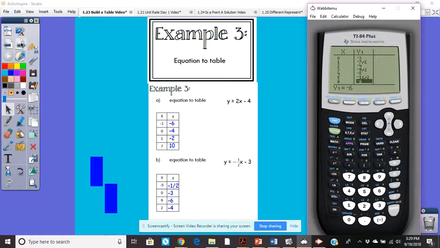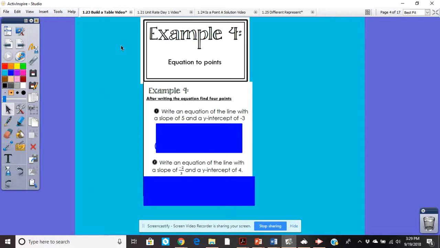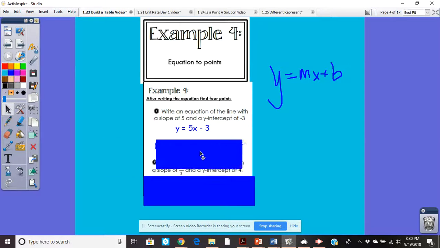And then we're only going to do example 3 and example 4 on this one. It says write an equation of the line with a slope of 5 and a y-intercept of -3. So a reminder, y equals mx plus b. You plug your slope in for m and your y-intercept in for the b. So you should have y equals 5x minus 3.